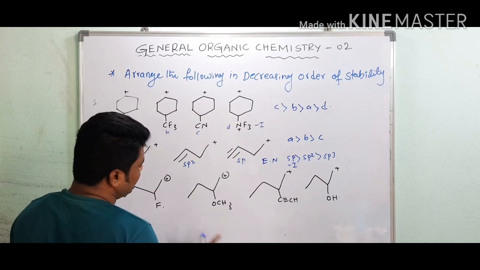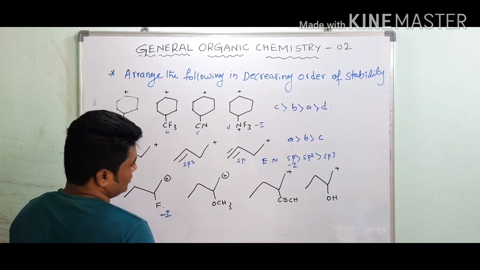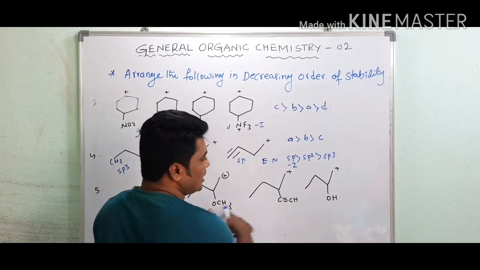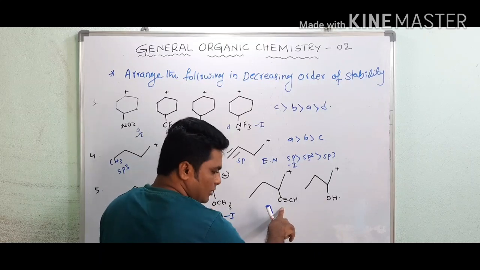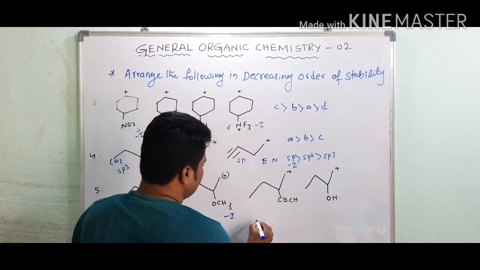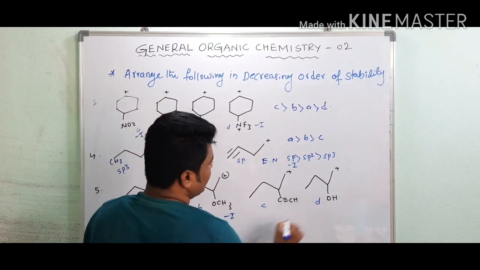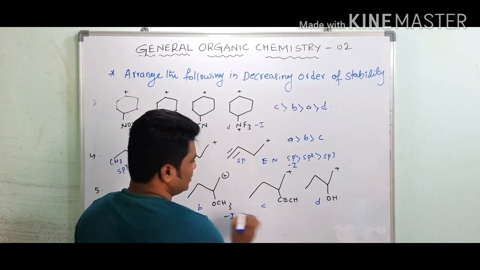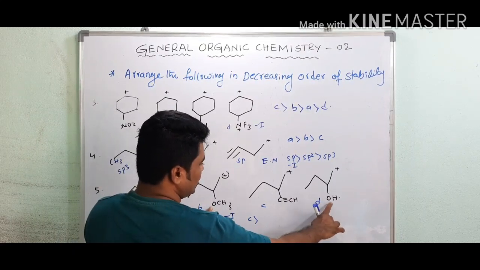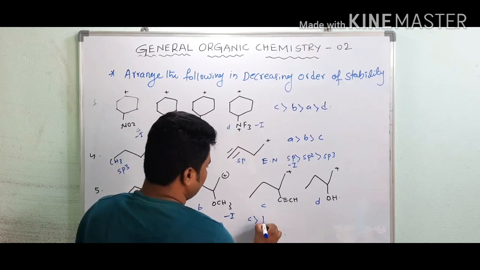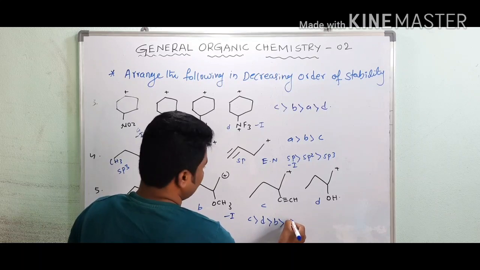In this case, according to the order, fluorine is more electronegative. Then if you compare OCH3, this is OR, this is OH. This is more electronegative than OH. And this is less electronegative, last. So who will be more stable? A, B, C, D. Who comes first? C. Then OCH3, then OH. OH shows less minus I. So D, then after that B. Then last is A, fluorine.